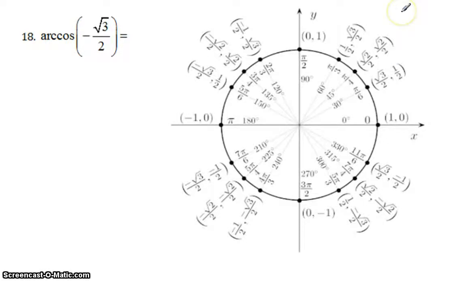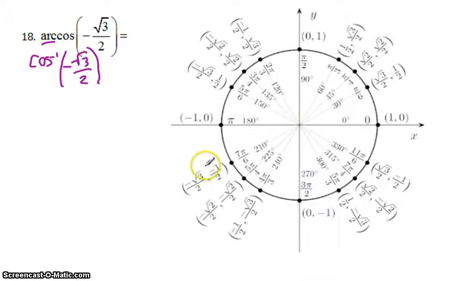Okay, some of you guys are getting confused with the inverse. Arc is the same thing as writing cosine inverse of negative square root of 3 over 2. Now remember, when I'm doing the inverse or the arc, all that means is my answer is going to be an angle. That means it's going to be on the inside part of my unit circle. An angle, 30 degrees, 90 degrees, 45 degrees, but instead of degrees, our answers are in radians.